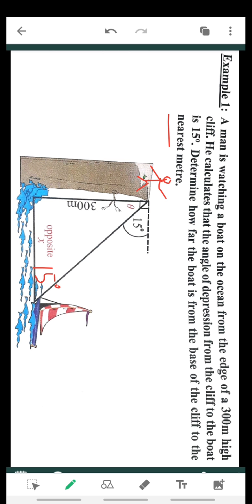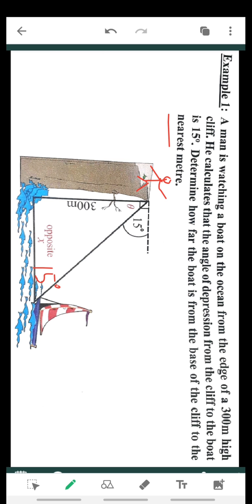Now they are saying, determine how far the boat is from the base of the cliff to the nearest meter. Underline nearest meter, meaning you must round off to the nearest meters. Okay. Now, how far is the boat from the base of the cliff? Meaning, what is the distance between the base of the cliff as well as the boat? Okay. I've let that be equal to x.